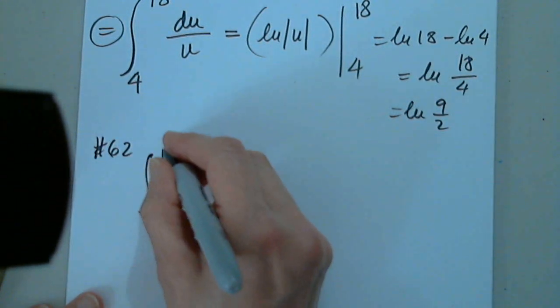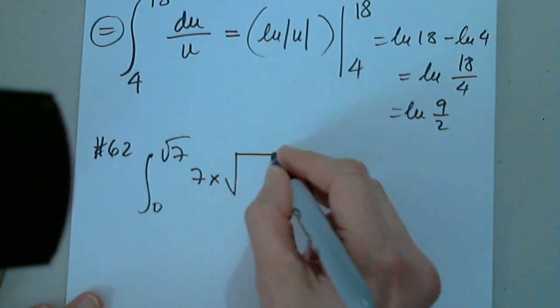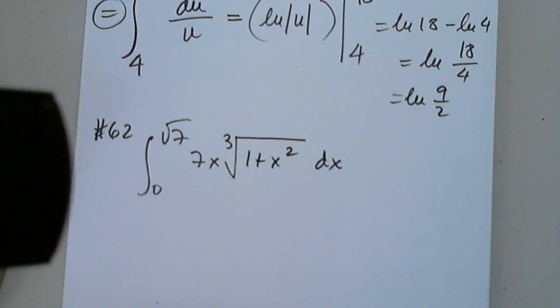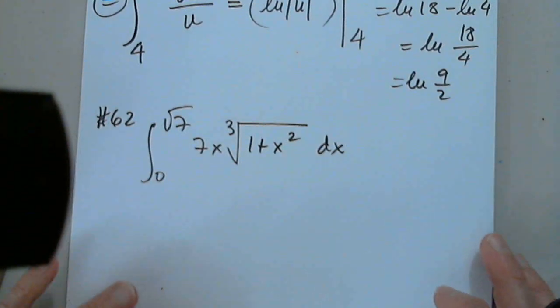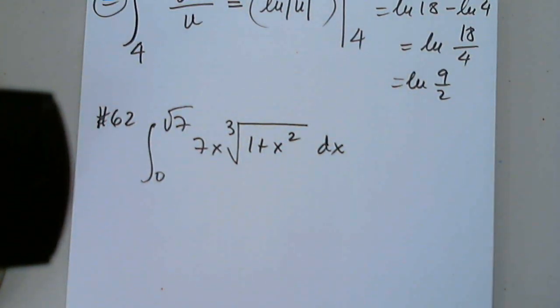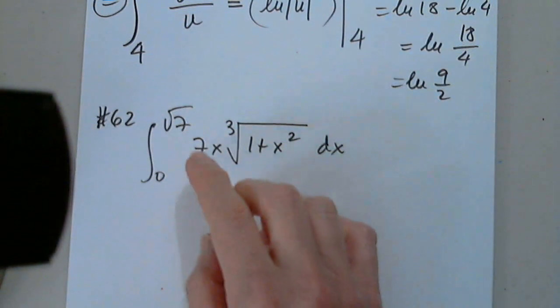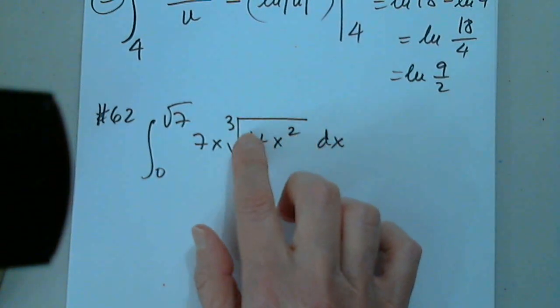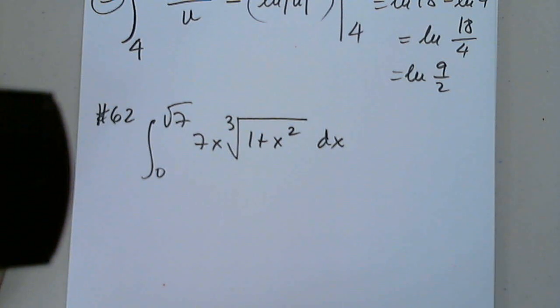The integral from 0 to the square root of 7, of x times the cube root of 1 plus x squared, dx. Perfect pick. Okay, very good. So let's take a look at this. What is the problem here, so to speak? Is it 7? Is it x? Is it the cube root? Or is it 1 plus x squared? What do you think? Is it 1 plus x squared? Yes.